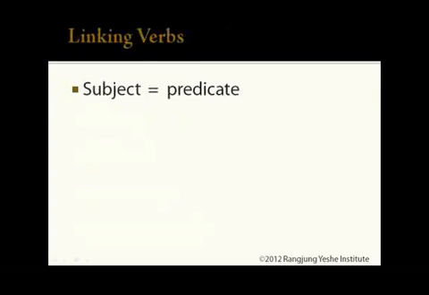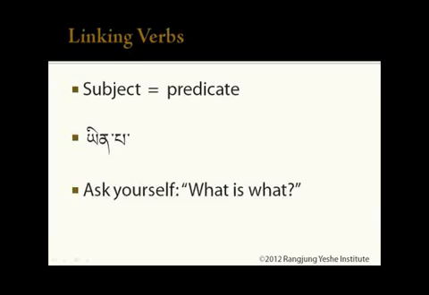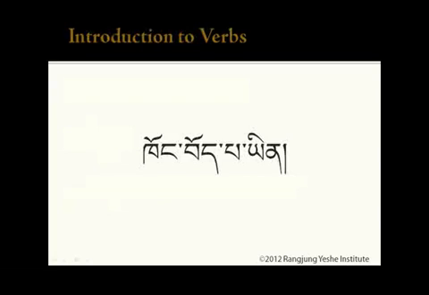Linking verbs equate a subject with a predicate. The most common linking verb in Tibetan is yinpa. So, when you find the word yin at the end of a sentence, ask yourself this: what equals what? Or what is what? For example, let's look at this sentence. Kong bupa yin. Yin here is linking the subject, kong, meaning he, to the predicate, bupa, meaning Tibetan. So this sentence reads, Kong bupa yin. He is Tibetan.